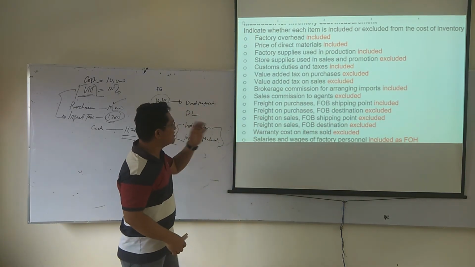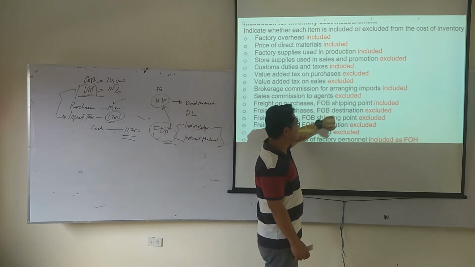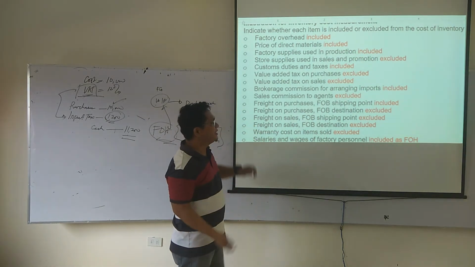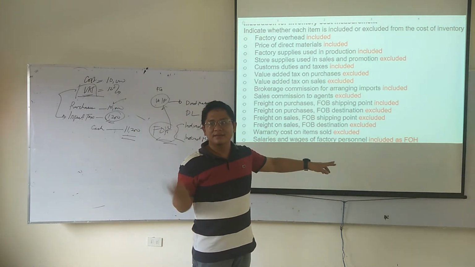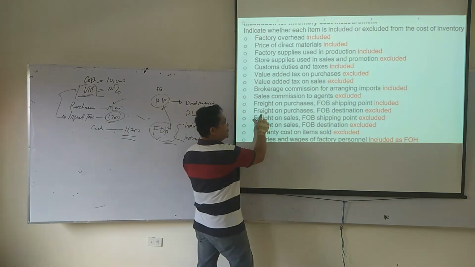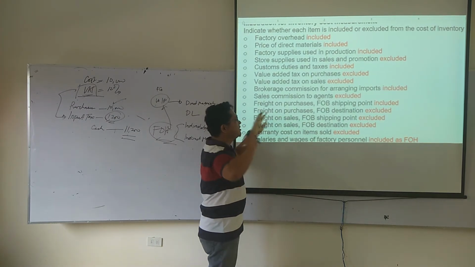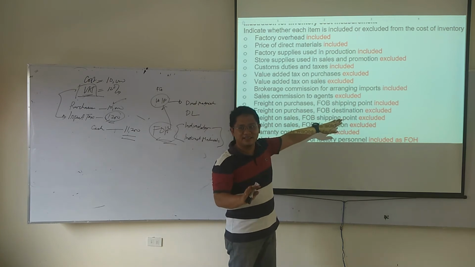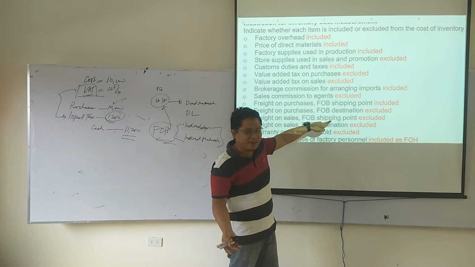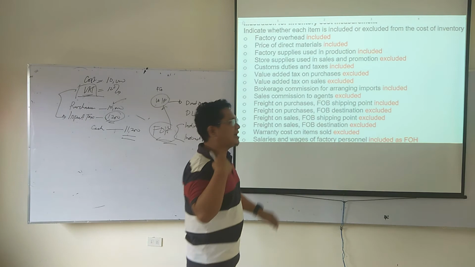Okay, what's the difference between FOB destination and shipping point? When it's FOB destination, the seller pays for the freight up to the destination. So when we receive the goods, we don't pay for the freight. It's the seller who pays for the freight. Therefore, it's not part of our cost. The company did not cash out for this.